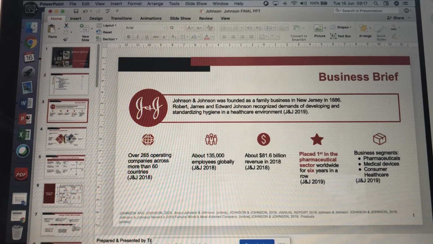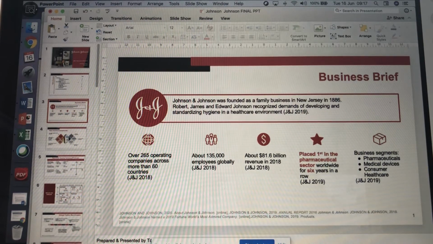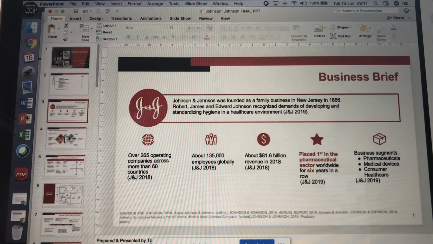Don't use too much statistics. It's good to know the size of the business, but don't use only statistics. Focus a little bit on the type of industry the business is in; their product range is important to know as well. Maybe a little bit on the plans they have or where they are active at the moment. So that's the business brief.